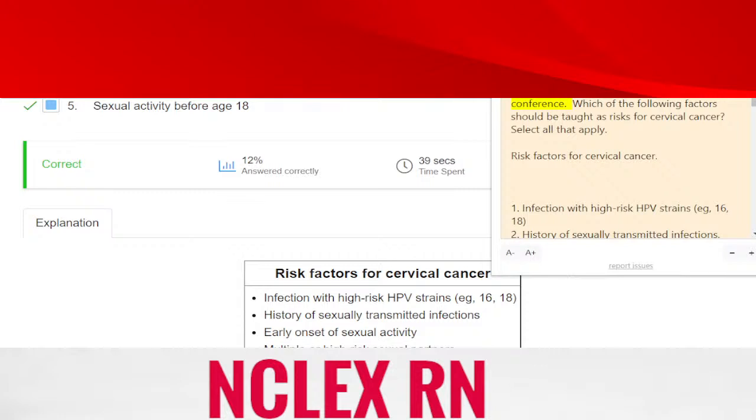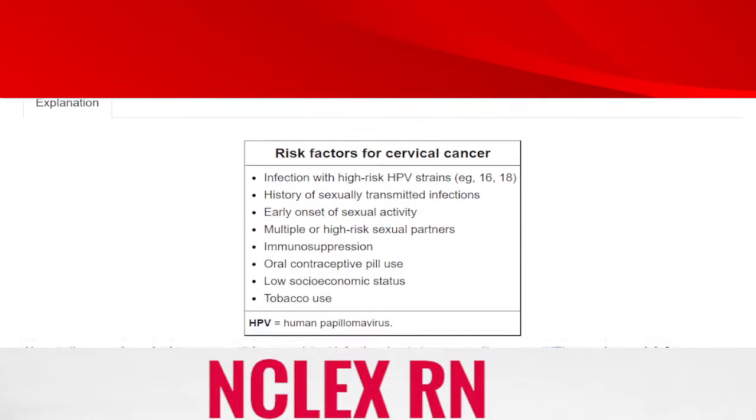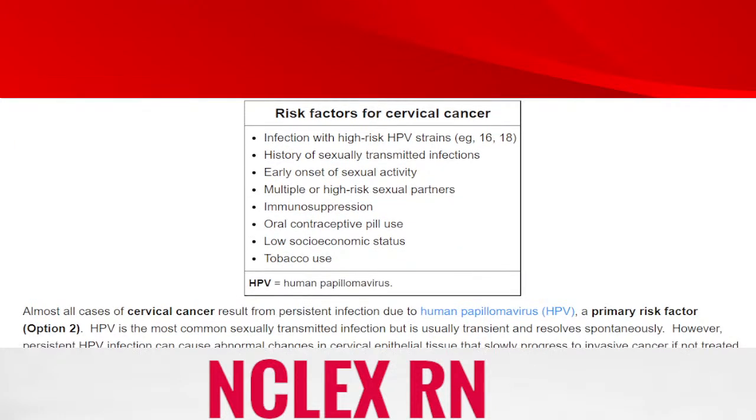The nurse is teaching about cervical cancer prevention during a women's health conference. Which of the following factors should be taught as risks for cervical cancer? Select all that apply. Risk factors for cervical cancer. 1. Infection with high-risk HPV strains, e.g., 16, 18. 2. History of sexually transmitted infections. 3. Early onset of sexual activity. 4. Multiple or high-risk sexual partners.